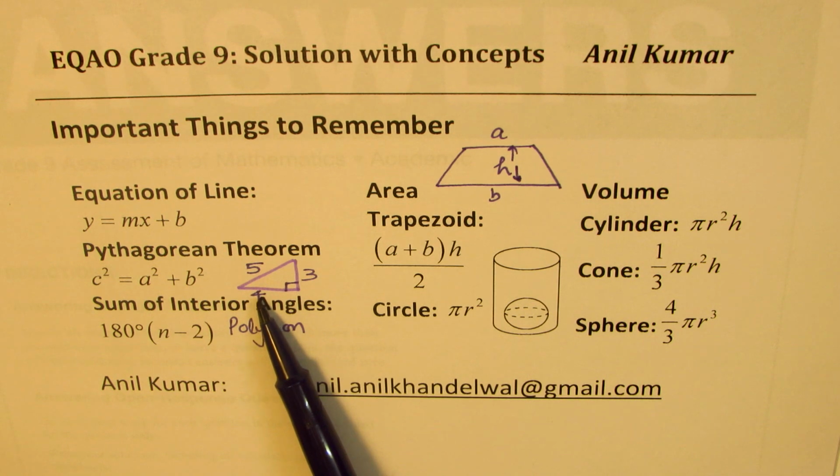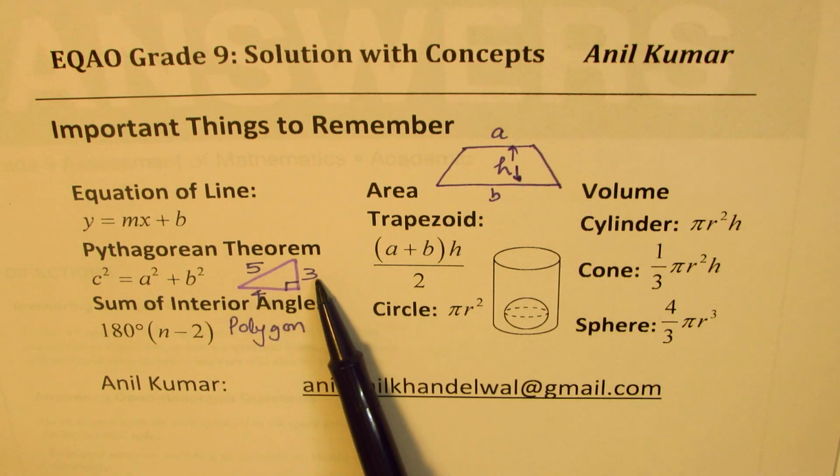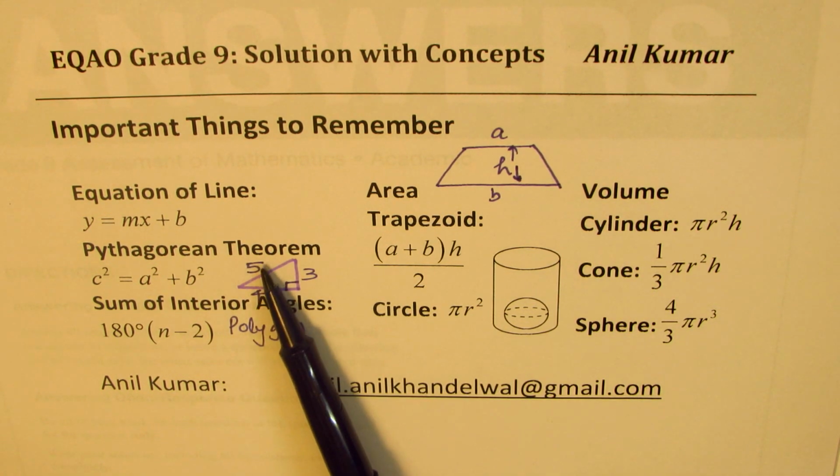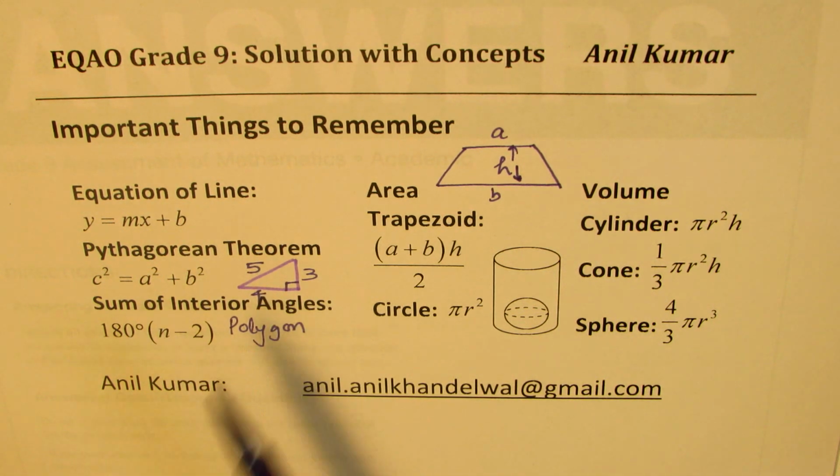For example, here 4 squared is 16, 3 squared is 9. When you add, you get 25, right? Which is 5 squared.